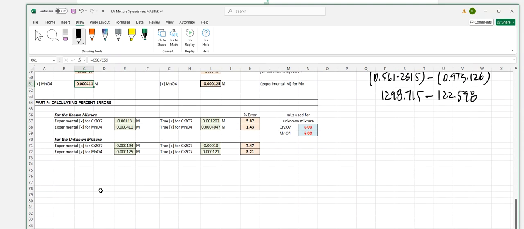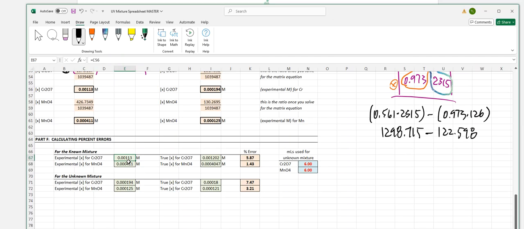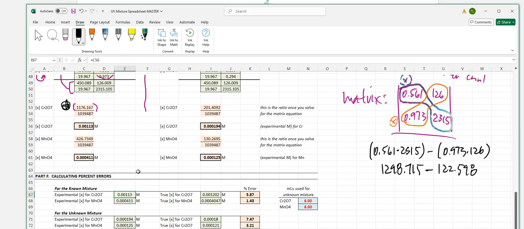So in part F of the spreadsheet that you see down here at the very bottom, you're going to see for the known mixture 0.00113 and 0.00411. These values are coming from here. That is the experimental concentrations that you obtained when you made your solutions, when you ran them, when you plugged them into the matrix. It is telling you that these are the concentrations for chrome and for manganese. Again, they're additive. The absorbances are coming from both.